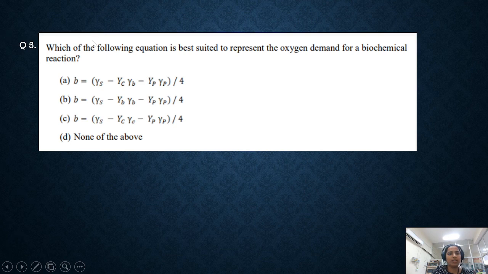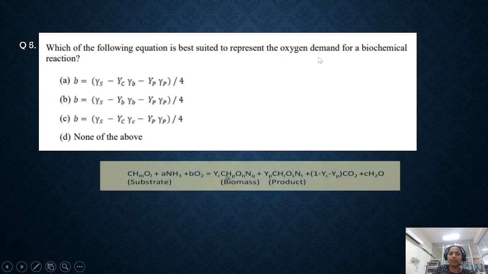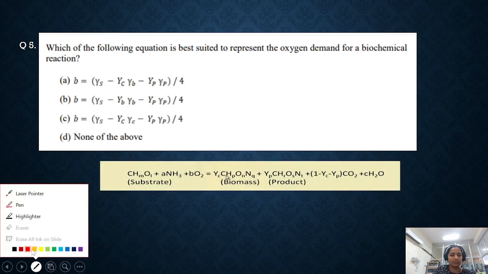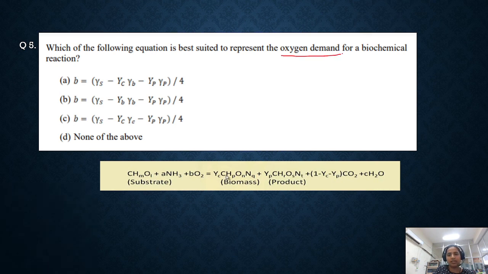Now let's read this question. Which of the following equations is best suited to represent the oxygen demand for a biochemical reaction? So here they are asking about the oxygen demand, and this is really important for many of your numericals. What is the oxygen demand? Knowing that is really important.